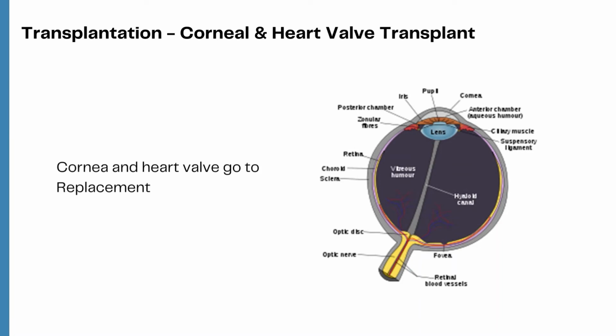Another important point that you need to remember: corneal transplantation and heart valve transplantation. These are two exceptions which are not classified to transplantation as the root operation. Instead, these two procedures are coded to replacement as the root operation. So you need to be careful in reviewing the index and also the kind of procedure.